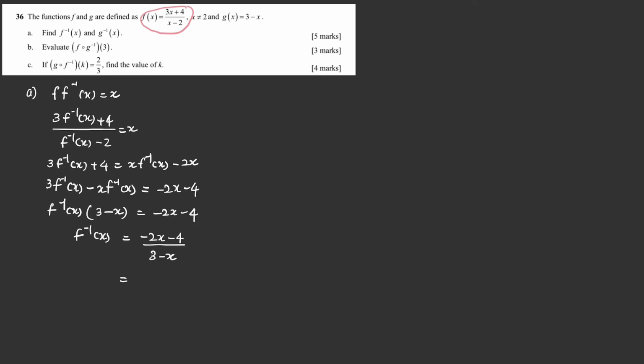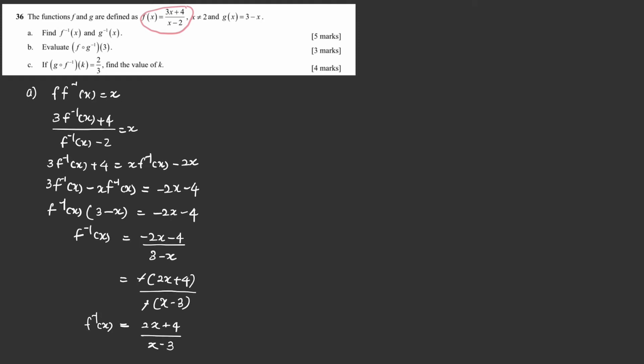Saya buat faktorkan negative sign untuk numerator. So 2x plus 4 kan. Dan yang bawah ni kita rearrange jadikan negatif kat luar. So dapatlah x minus 3. And negative divided by negative will be a positive. So dapatlah 2x plus 4 over x minus 3. So final answer in simplest form. Okay, so that is for f inverse.